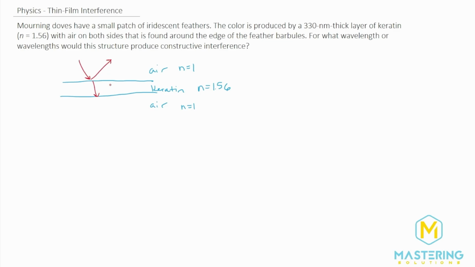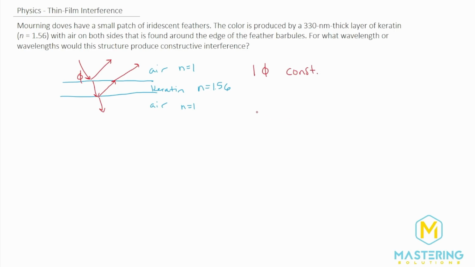And then we have low to high. So here is a phase shift. And then some of that will be reflected. And then we have high to low. So there will be no phase shift here. So they want to know what wavelength or wavelengths would this structure produce constructive interference. So we have one phase change and we want constructive interference for this.